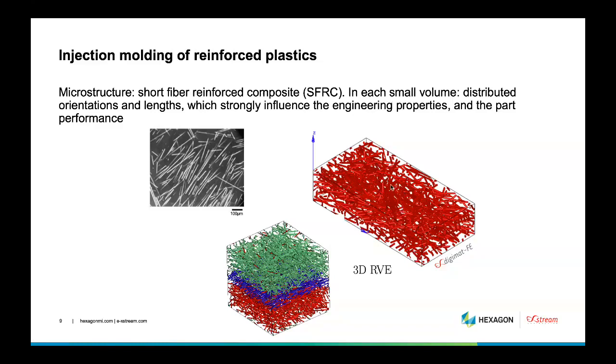And actually, if the part is thick enough, then you will also have distributed orientations through the thickness. This is what is called the skin core effect. So the fibers are misaligned in, let's say, this top layer, and then the misalignment is different in the middle layer, and then again, it's different in the bottom layer.